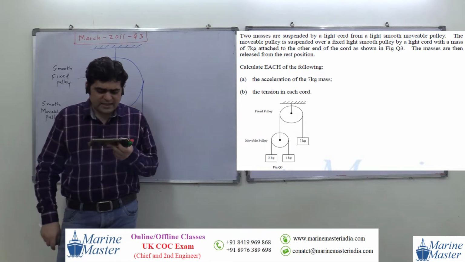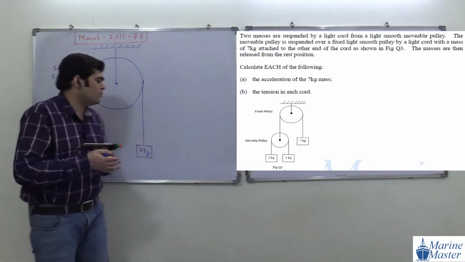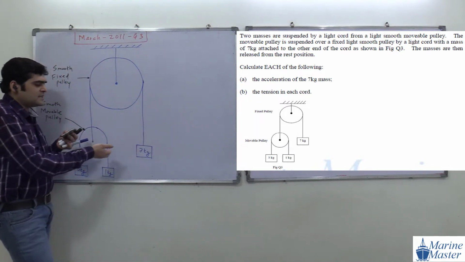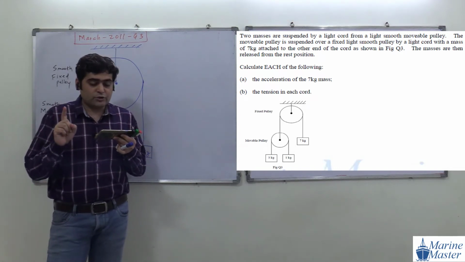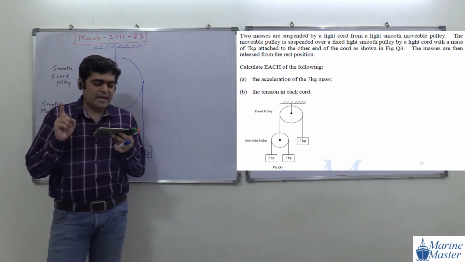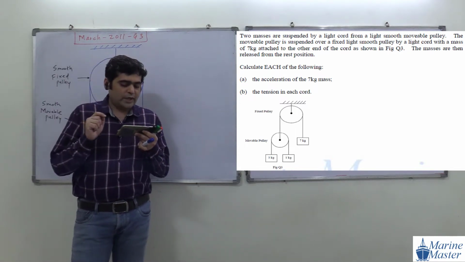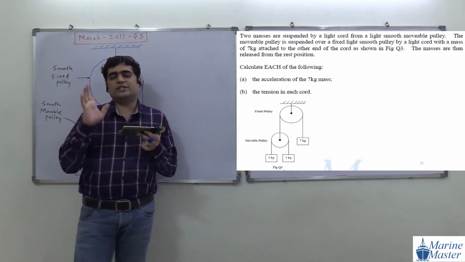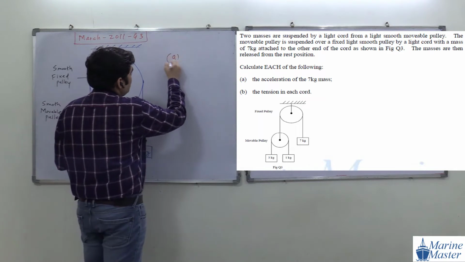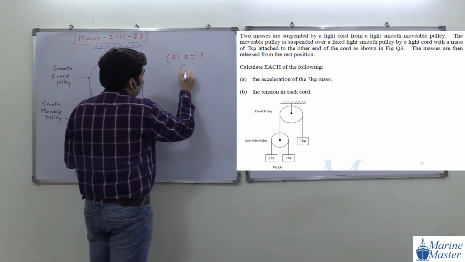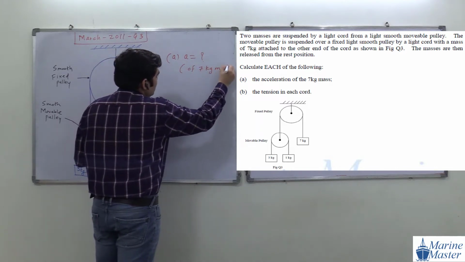Now, what they are asking us here: the masses are released from the rest position. Suppose initially these masses are on some platform, and we are going to release them. Now try to see the point here. In the A part, what are they asking us? We have to calculate the acceleration of the 7 kg mass. What is our target in A part? What do we have to find out? The acceleration of the 7 kg mass. That is our target in A part.